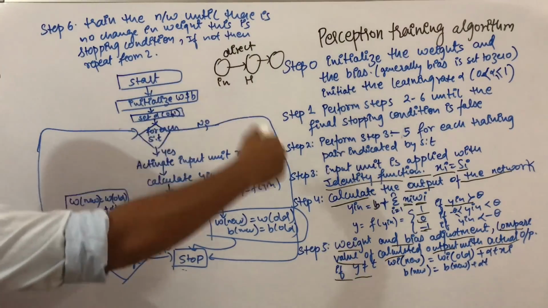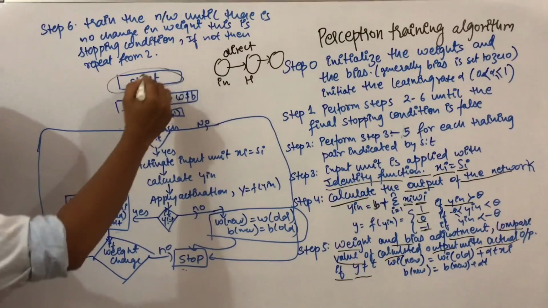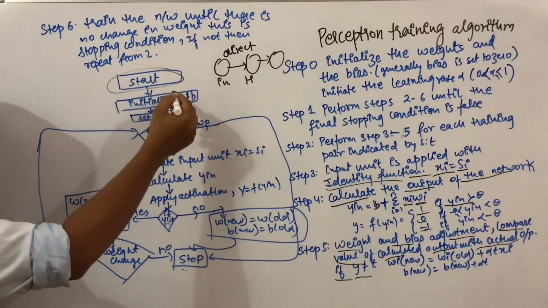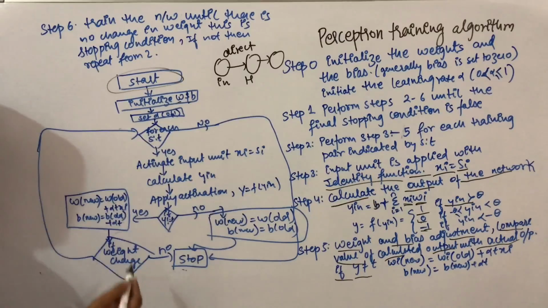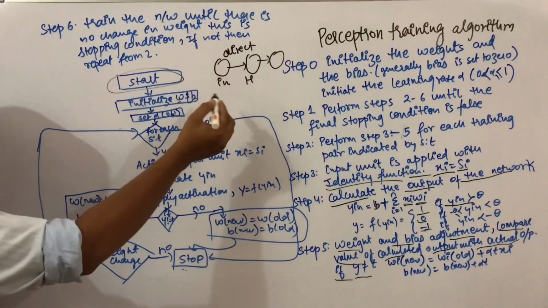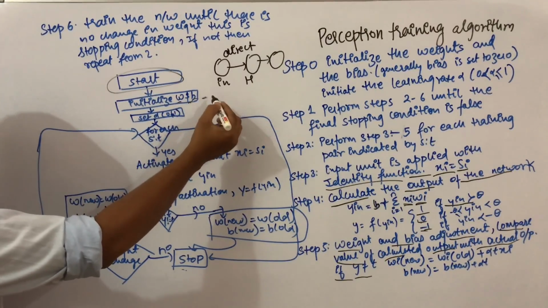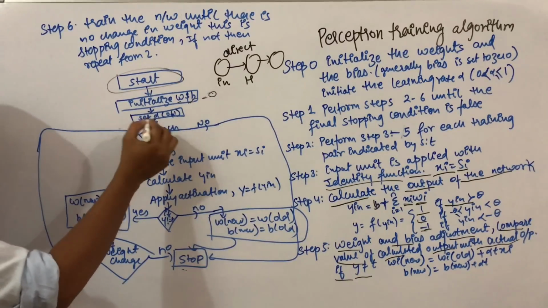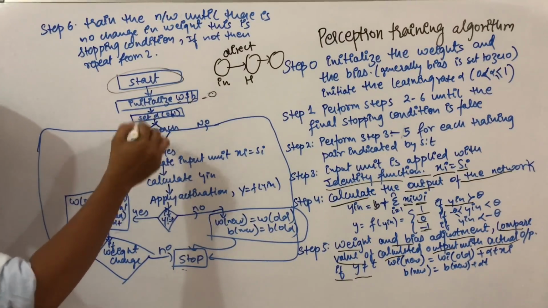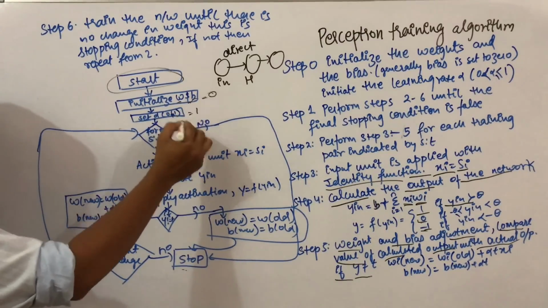Now we can understand this complete algorithm with the help of a flowchart. First we start. Second is to initialize the weights and the bias. We can initialize the weight with any value and the bias with any value, but generally we consider the bias value as 0. Now we set alpha, our learning rate, between 0 and 1. Generally we take the value as 1.